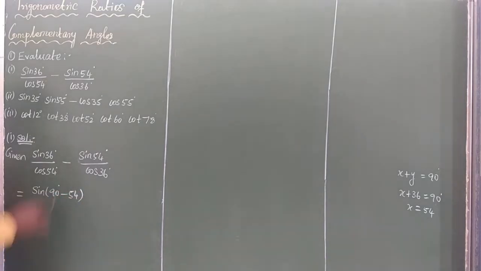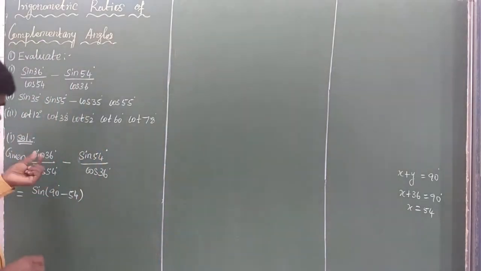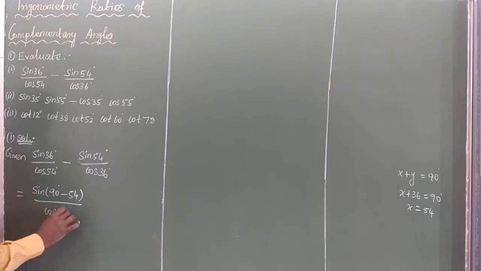So I will rewrite sin 36 degree as sin of 90 minus 54. Do not change the sign value. Subtracting 54 degree from 90 degree leaves 36 degree. So sin 36 becomes sin of 90 minus 54, since 90 minus 54 equals 36. Divided by the denominator, cos 54 degree.